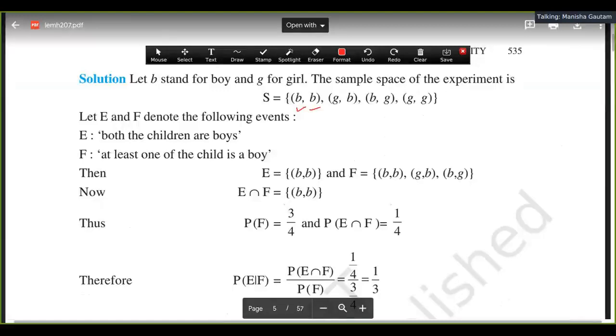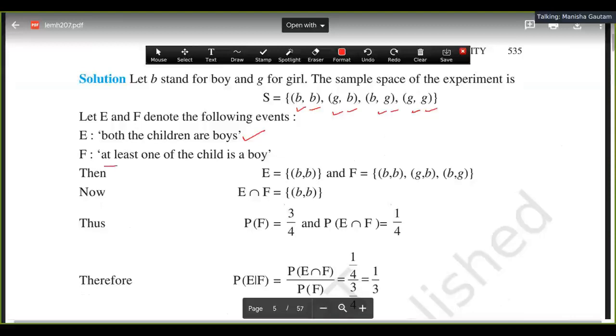The sample space is BB, GB, BG, and GG. What is the meaning of B? B means boy, G for girl. This is a sample space. Now E is an event: both children are boys. And F: at least one of the children is a boy.